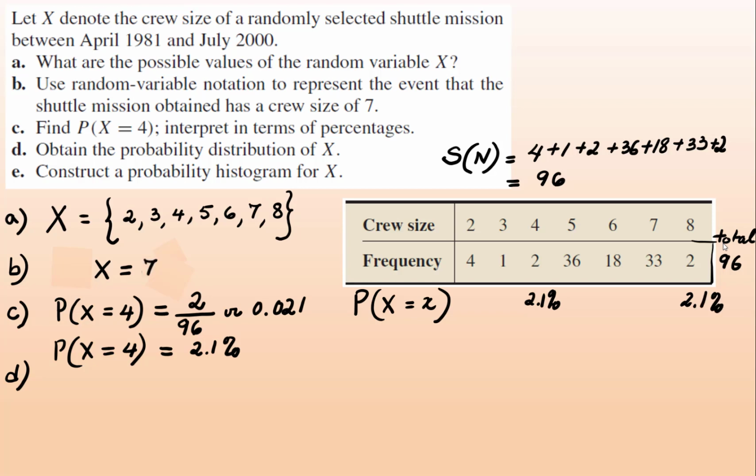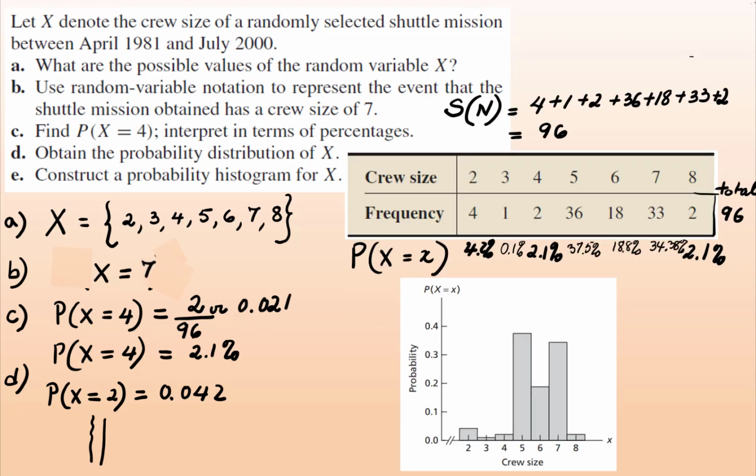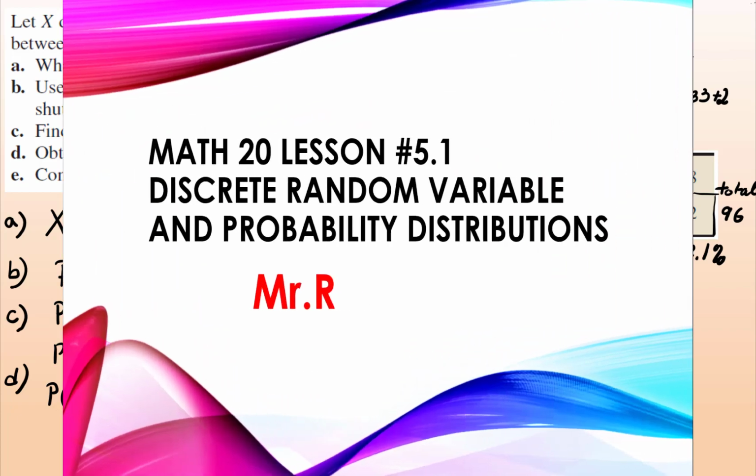So P of 4 and P of 8 are equal, 2 over 96 or 2.1%. P of 2 is 4.2%. P of 3, 1 over 96, 0.1%, and so on and so forth. And here's a picture of the histogram. Crew size is the horizontal axis, probability is the vertical axis.